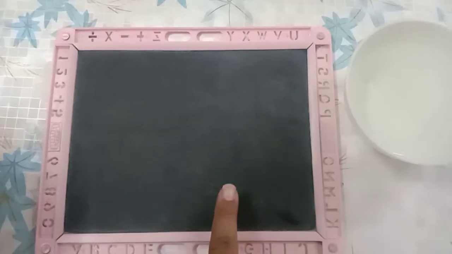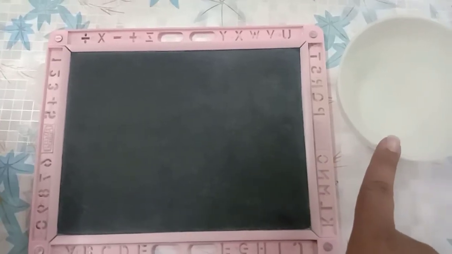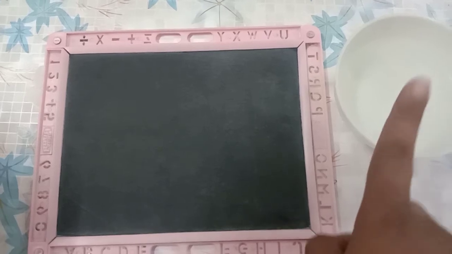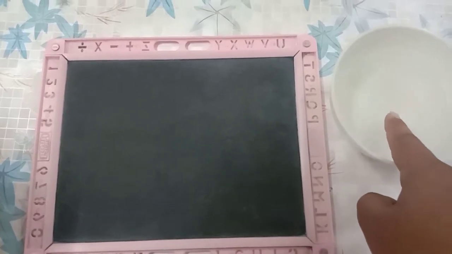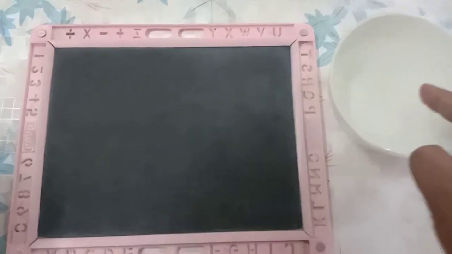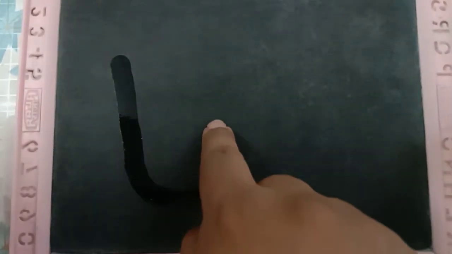Children, now we will learn the formation of alphabet U through water writing. For this, we need one slate and some water. Now we will dip our first finger in the water and we will write the formation of alphabet U on slate. First, we will make one standing line. Then we will make a curve and we will go up standing like this way. This is capital U.